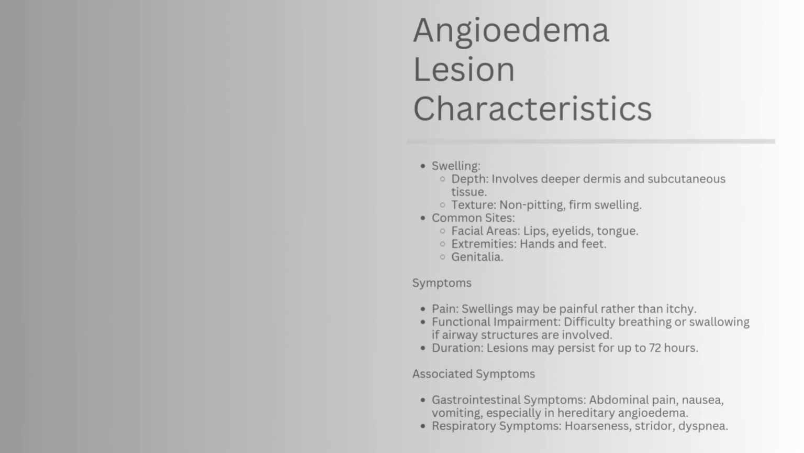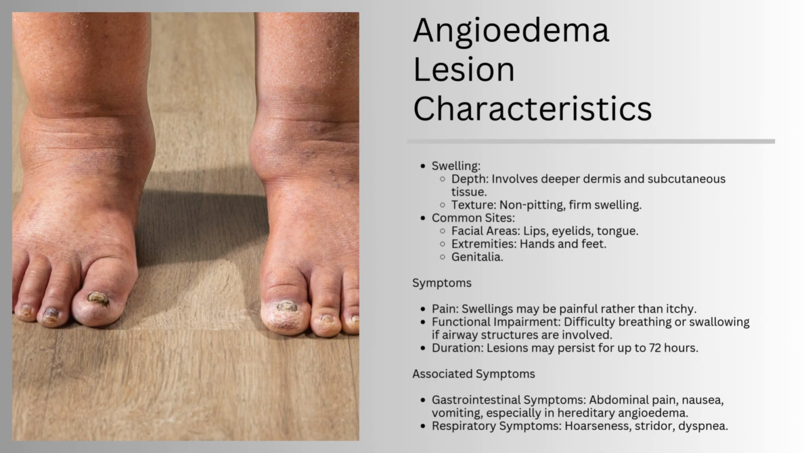Now, onto angioedema. Lesion characteristics, swelling, depth, affects deeper dermis and subcutaneous tissues. Texture, typically non-pitting and firm. Common sites, facial areas, such as the lips, eyelids, and tongue. Extremities. Hands and feet are frequently involved. Genitalia. Symptoms, pain, unlike urticaria, angioedema may be painful but rarely itchy. Functional impairment, swelling in airway structures can cause difficulty breathing or swallowing. Duration, angioedema can persist for up to 72 hours.